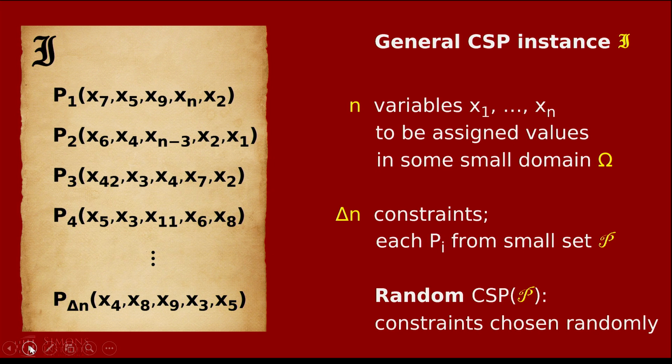Okay, and again, once you fix this class of allowed constraint types, a random instance is just: you choose everything totally randomly, like which variables to apply it to, which order, which Pi comes from the set script P, everything is chosen at random. Okay, so this is a very general class of algorithmic tasks. Of course, the problem again is to decide if there is an assignment to the variables that makes all the constraint predicates true. It's a very general class, and it includes lots of well-known things.